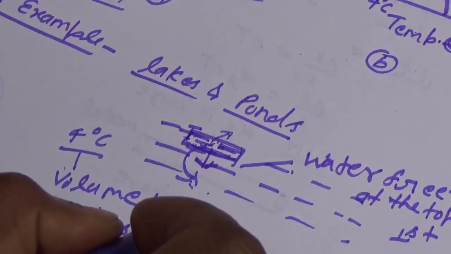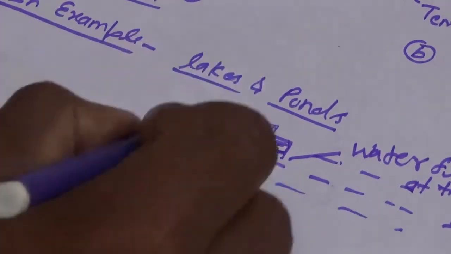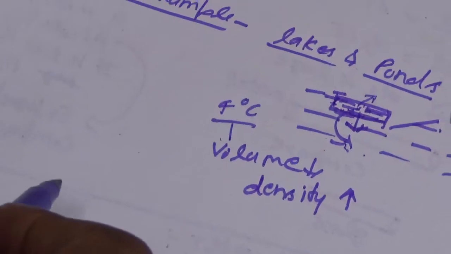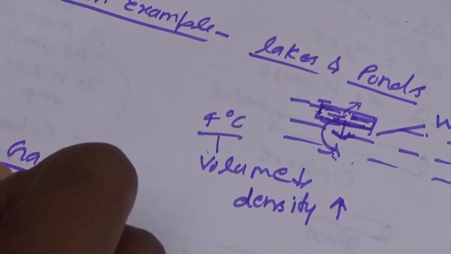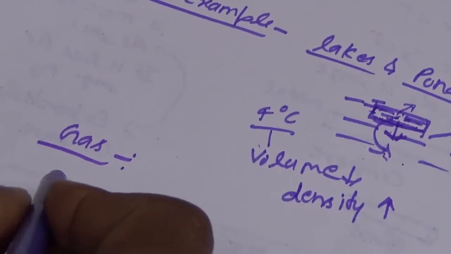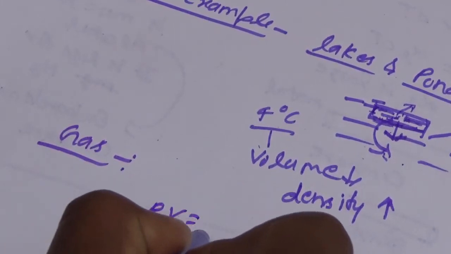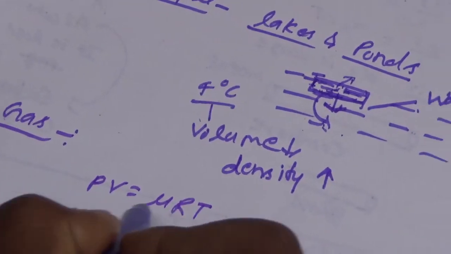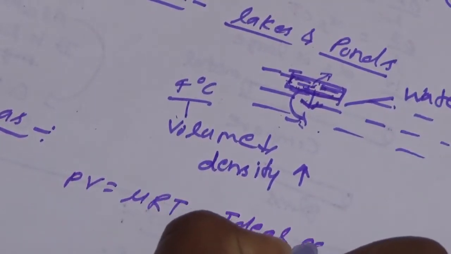So now we shall discuss the case of gas. Here we have seen this anomalous behavior of water. Now we shall discuss gases. We have discussed PV is equal to mu RT. It is known as the ideal gas equation.